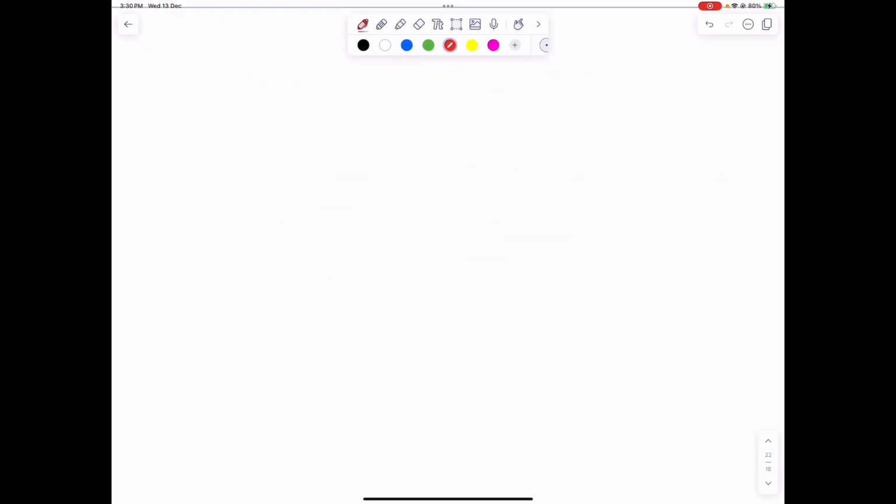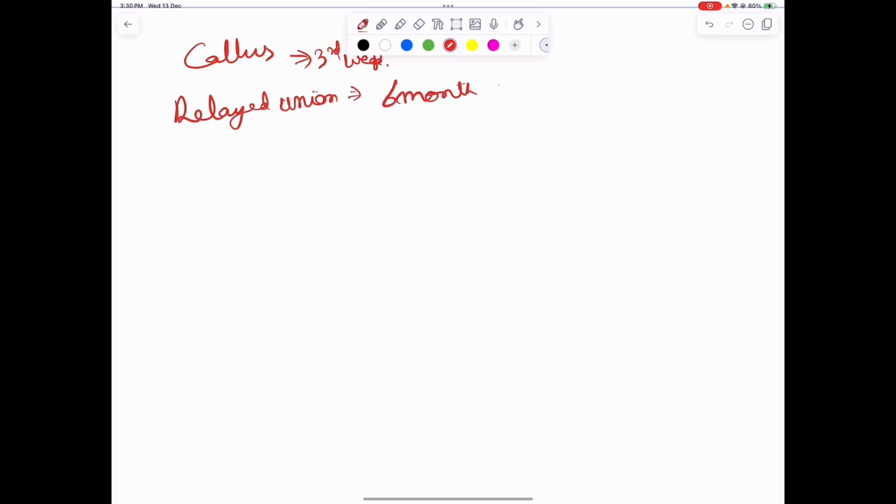Now we move on to the callus formation. Callus earliest forms at the 3rd week. Delayed union occurs at 6 months. Non-union occurs at 9 months.